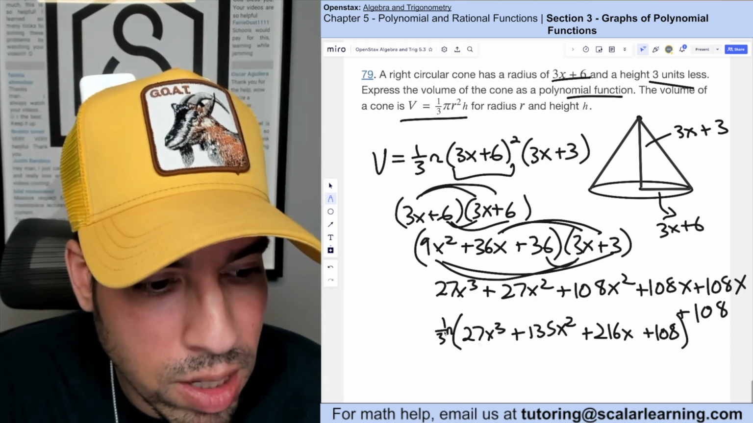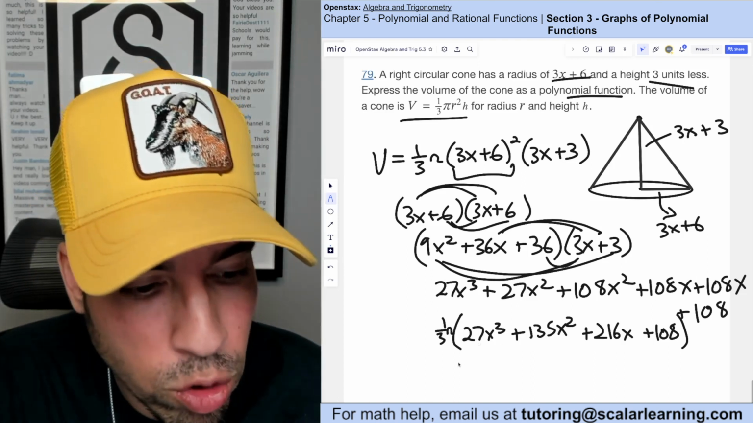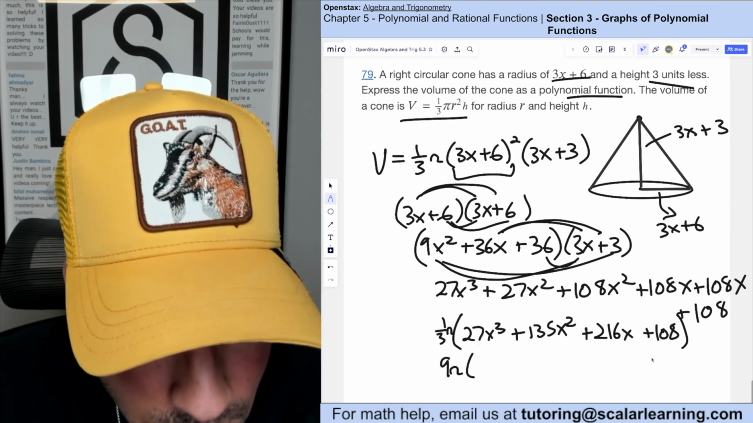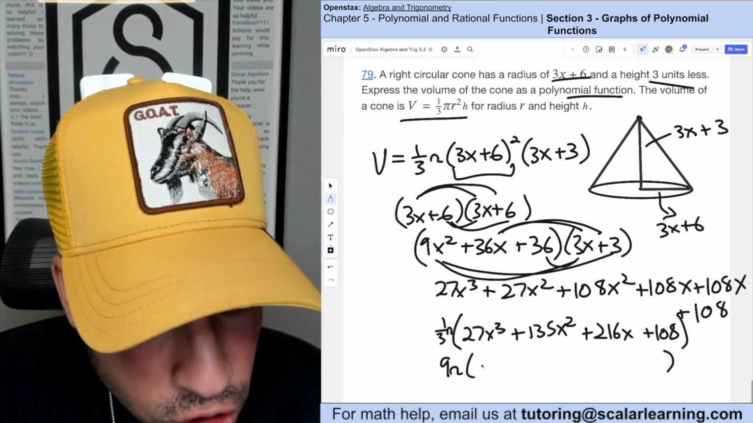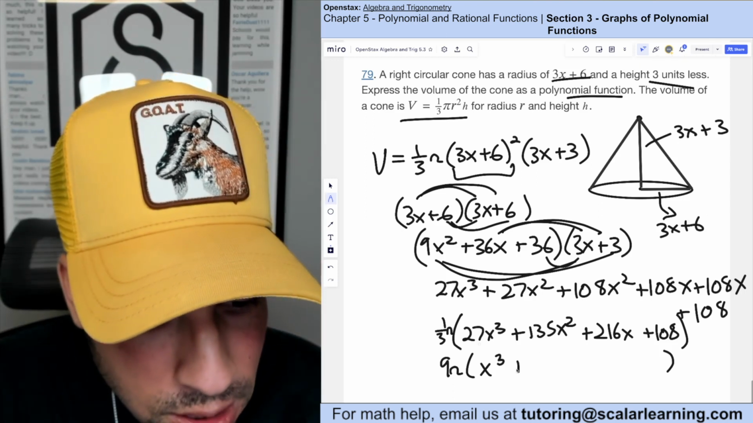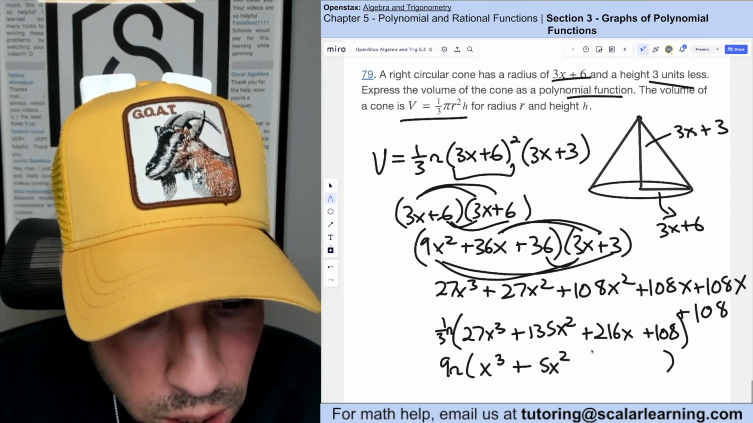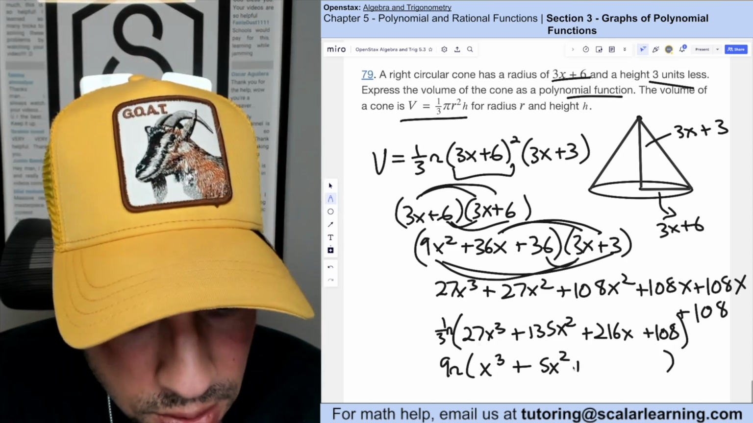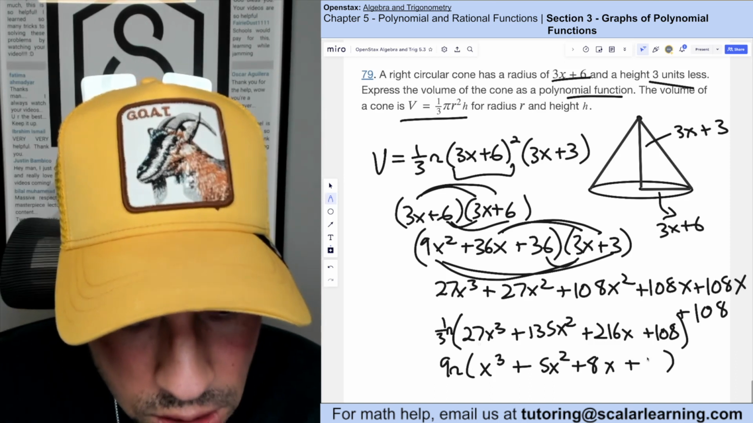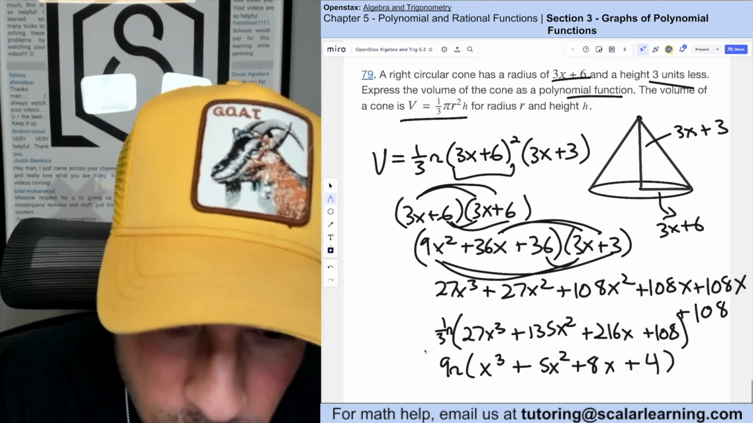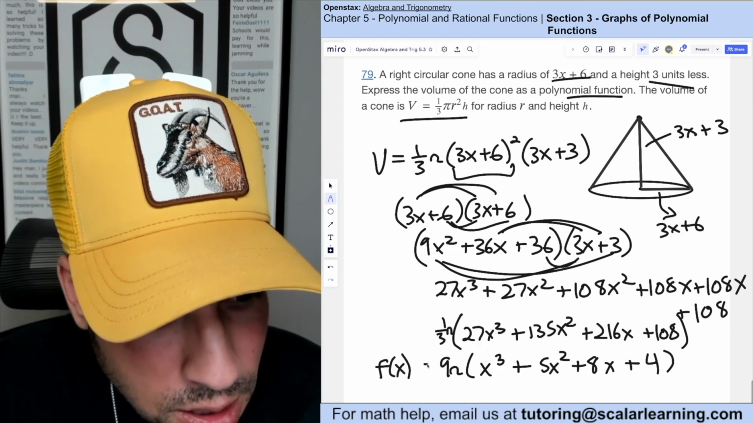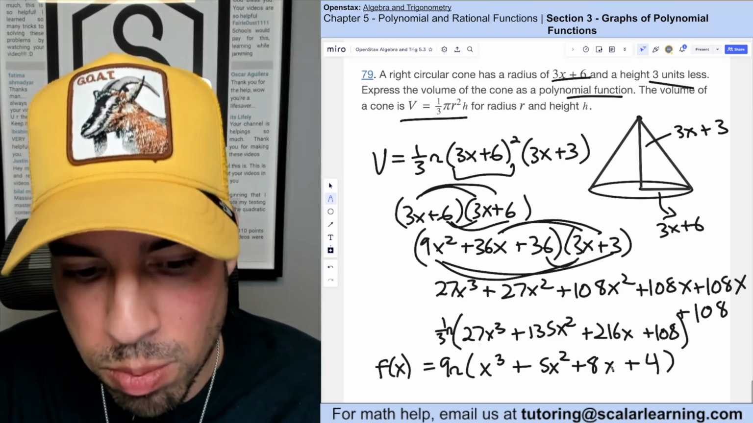And when I do that and I pull it out and I multiply it by 1/3, 1/3 of 27 is actually 9. So the final form is 9 pi, and then inside we have 27 divided by 27 is just 1, so we have x cubed. 135 divided by 27 is 5, so we have 5x squared. 216 divided by 27 is 8, so we have 8x. And then 108 divided by 27 is 4. So our final volume formula, or volume function, I should say, or we can just call it f of x, is 9 pi times x cubed plus 5x squared plus 8x plus 4.